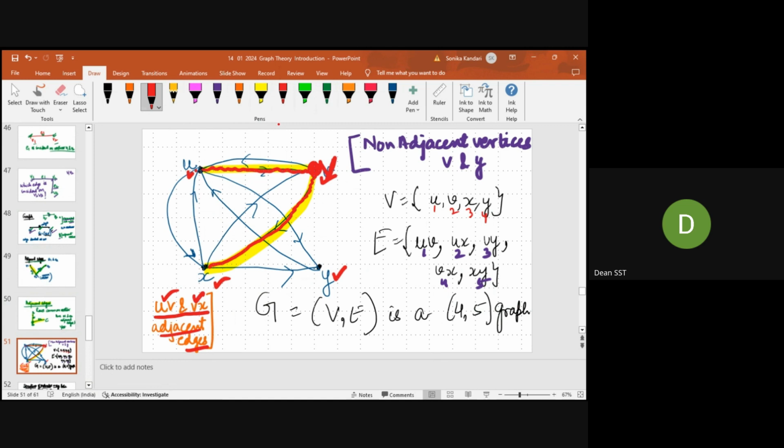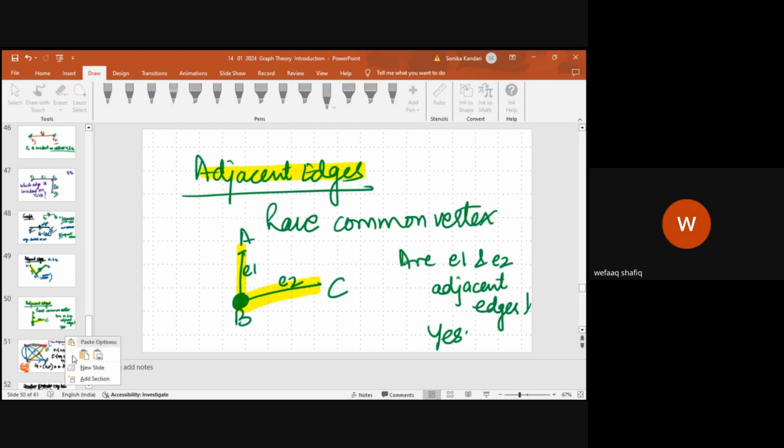Can you tell me any pair of non-adjacent vertices in this graph? For example, V and Y, or X and U. They are not directly connected, so they are non-adjacent.